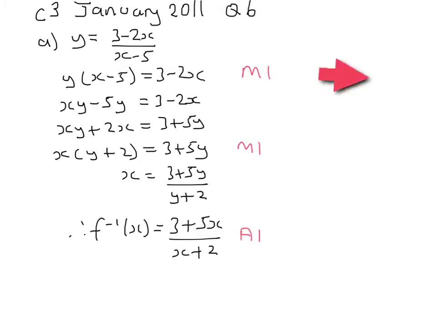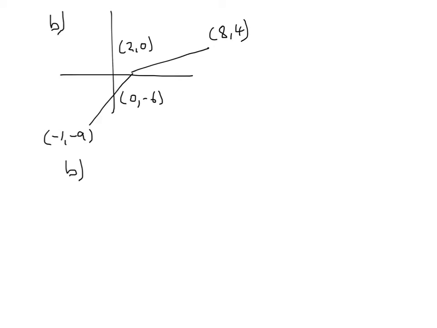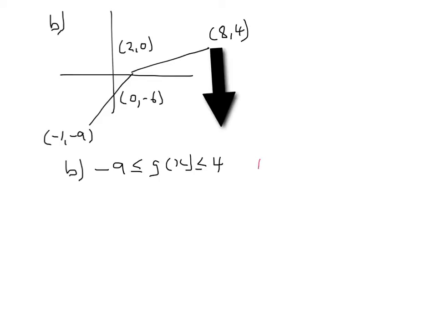In question 6, 1 mark for this part here, 1 mark for getting to this step, and 1 mark for the answer. In part B, we need the range of G, which is simply the Y values. So the Y values are between -9 and 4. So it's just 1 mark for that.